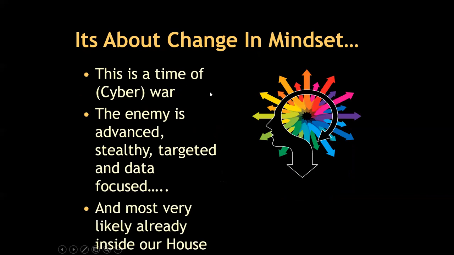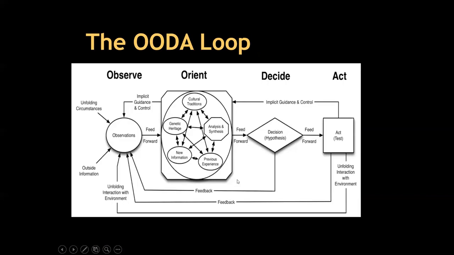It's really a time of war now, cyber war. The enemy is very advanced, stealthy, targeted, and focused on our data. He wants to steal our data, and he's already inside our house, inside our organizations. How do we stop him? There is a concept called the OODA loop, which war fighters, air force war planes follow when they fly: observe, orient, decide, and act in real time.